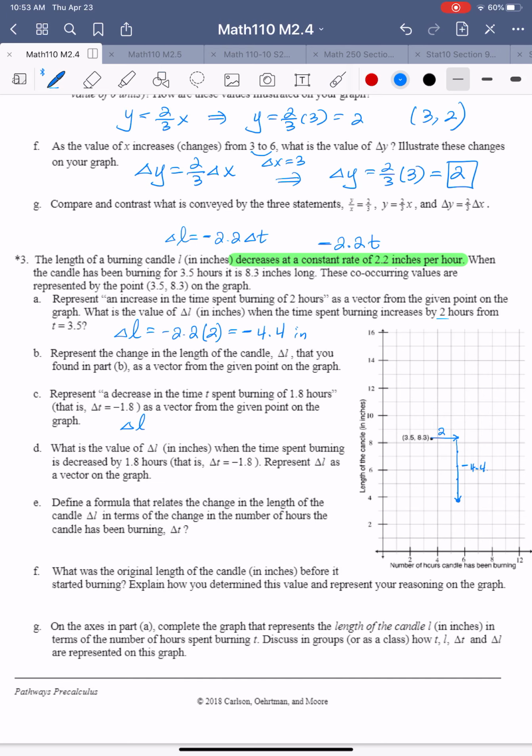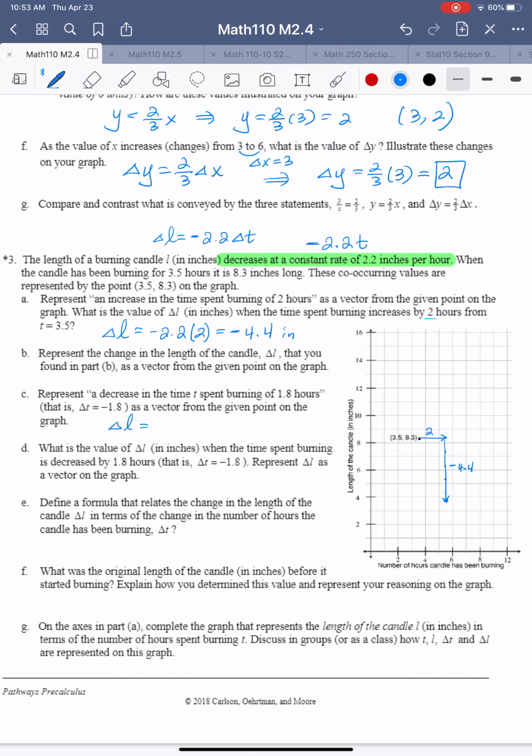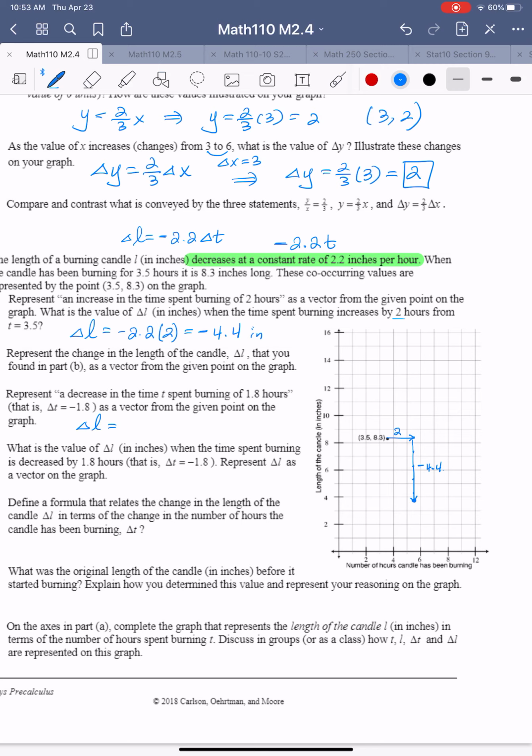right? Okay, so as a vector from the given point on the graph. Okay, so we are putting in delta here. So let me use the red, okay? So 1.8 hours, we're going back to the past. So if you're going back 1.8 hours, it's about 1.75. So you're passing 1.8 hours, and then with a negative, of course, right?